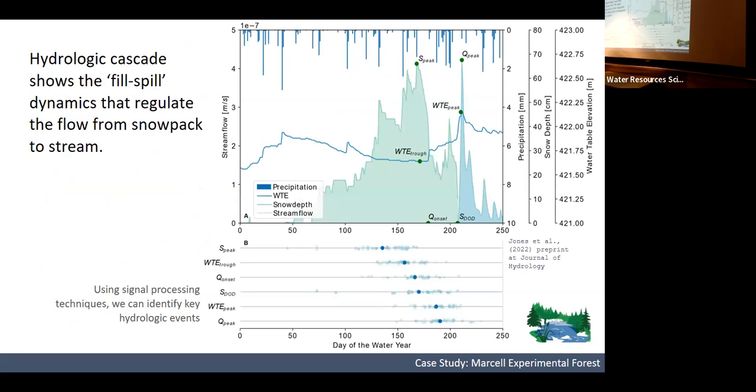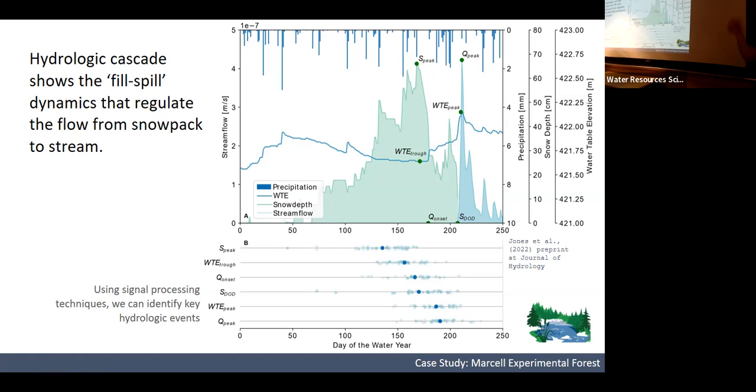So to do this, because we are scientists, we have all this data available from Marcel, and we pulled even more data into this. Here we can see a couple of the different data streams that we have from Marcel. In this plot in the green, we have snow depth over the course of the winter season. So this is the water year. And then we have in blue the stream flow. This line going across is our water table elevation. And then on the top, we have precipitation inputs.